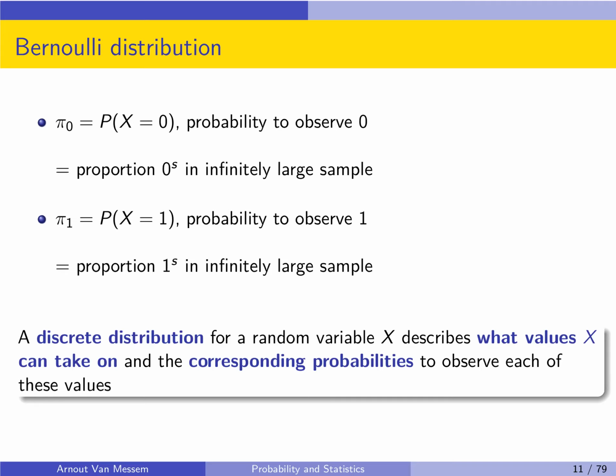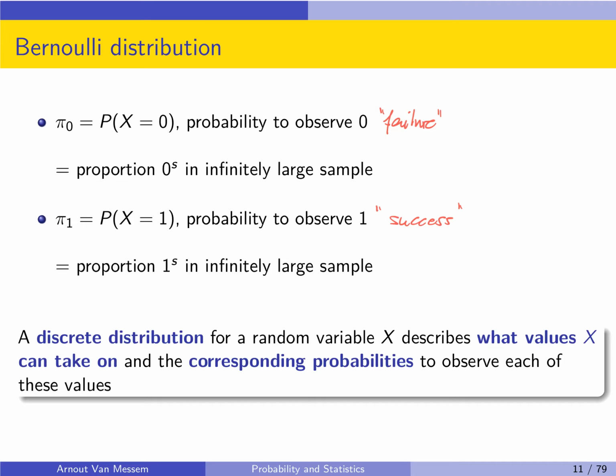So this slide summarizes the Bernoulli distribution. We have two probabilities, a probability to observe 0, or to observe a failure, which we call pi 0, and a probability to observe 1, pi 1. Pi 0 is just the proportion of zeros in an infinitely large sample, so it is how often you would see the outcome 0 if you repeat the experiment an infinite number of times. Pi 1 is the proportion of ones in such an infinitely large sample.